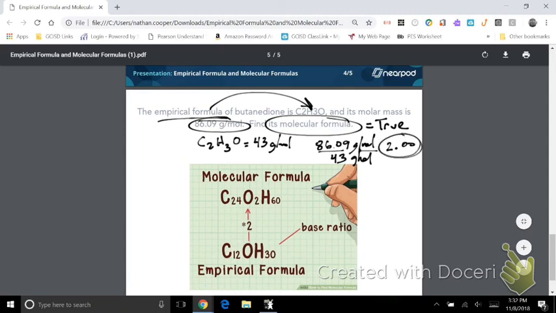Because those two masses do not match up, you will say, I need to multiply that empirical formula by 2. So the true molecular formula is C4H6O2. The mass for C4H6O2, if you add it up, will equal 86, which tells me it's correct, because I can simplify this. I can divide everything in here by 2, and that's why the empirical formula can be written as C2H3O.